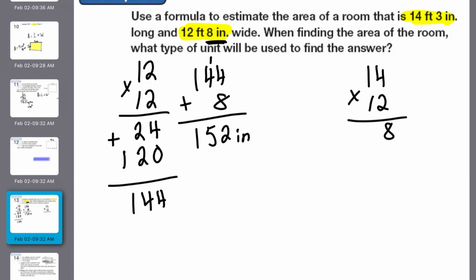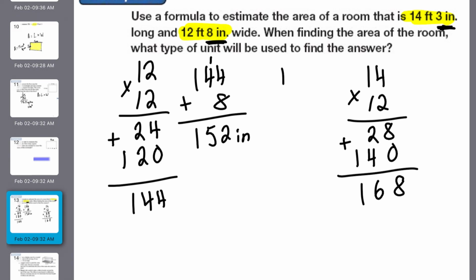Then I'll do the same with the 14. 2 times 4 is 8. 2 times 1 is 2. 0, 4, 1. 168, and then add on those 3 inches. 171 inches. So now you do 152 times 171.